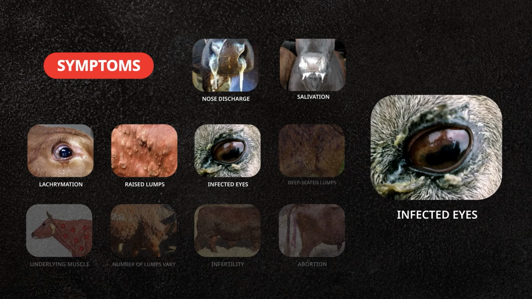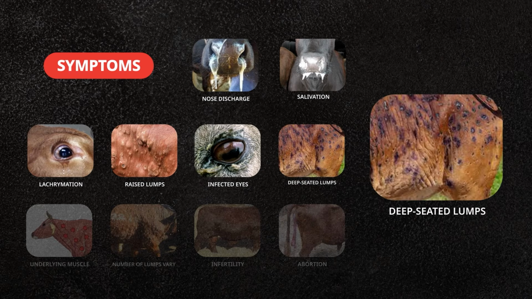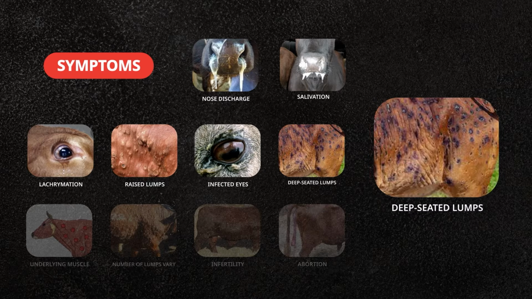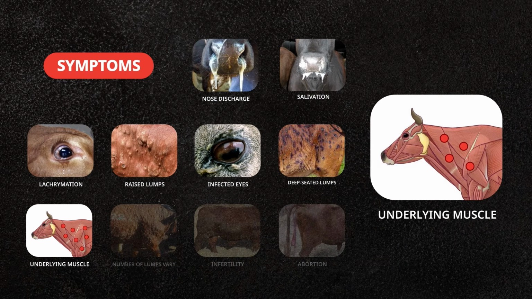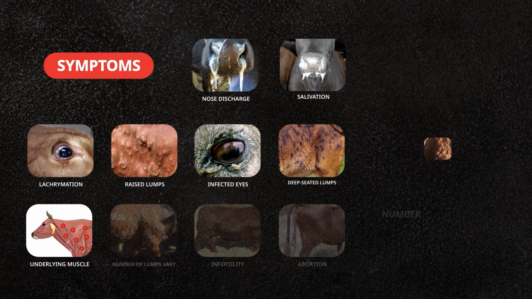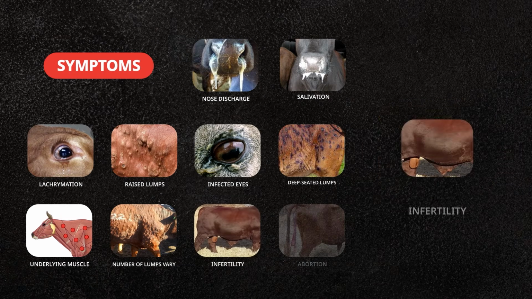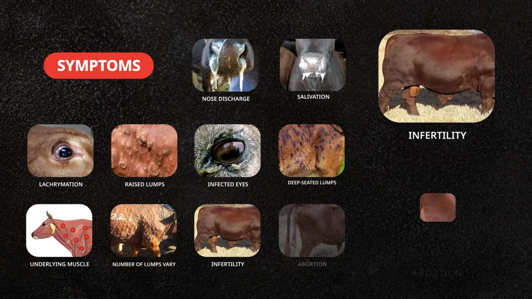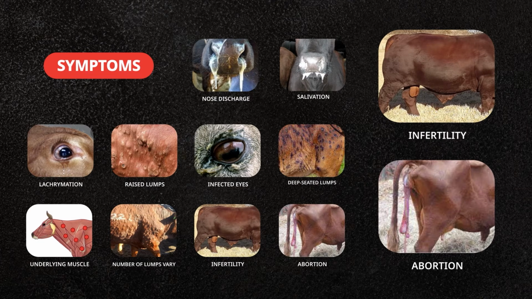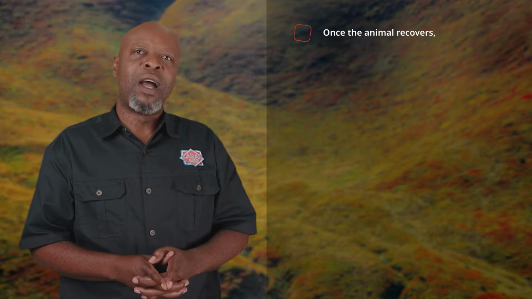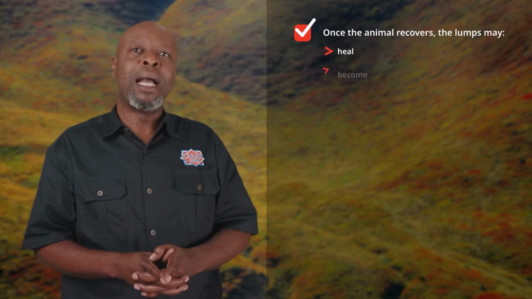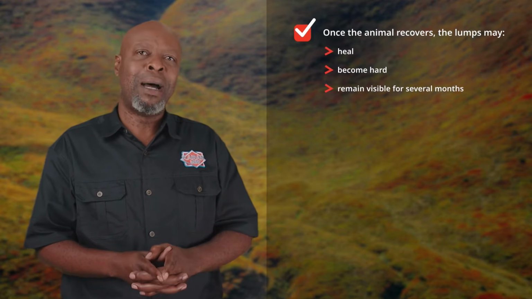The eyes can then become infected with a secretion or tear production, and the lumps become deep-seated, affecting the skin and subcutaneous tissue. The lumps can also affect the underlying muscle. The number of lumps will vary from a few to a few hundred and may cover the entire animal's body. Bulls can become infertile and pregnant cows can abort when infection is severe. Once the animal recovers, the lumps may heal or become hard and remain visible for several months.